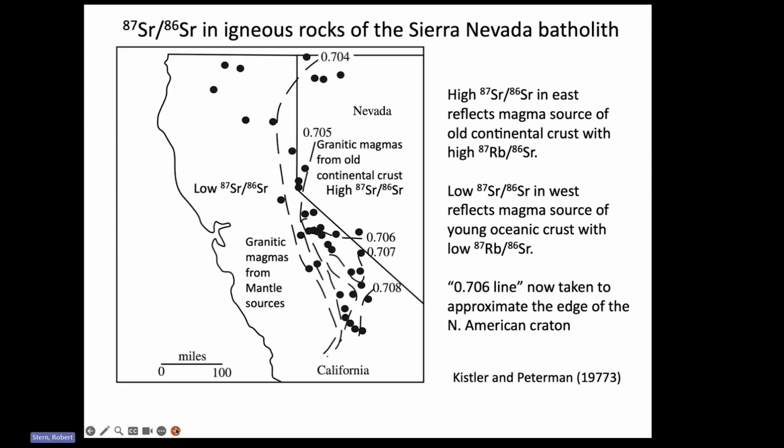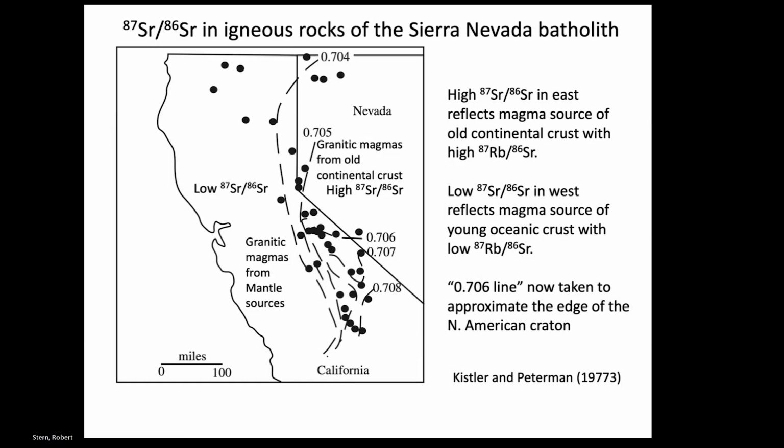What we can see in these igneous rocks is they have different strontium isotopes, initial isotopes. So here we've got 0.704, 0.705, 0.706, 0.707, 0.708. This high 87/86 ratio, and these are initial ratios, in the east reflects the magma source of the old continental crust with high rubidium-strontium. It's old and had a high rubidium-strontium. That's how this high 87/86 evolved. And this low 87/86 in the west represents a magma source dominated by young oceanic crust with low 87/86.